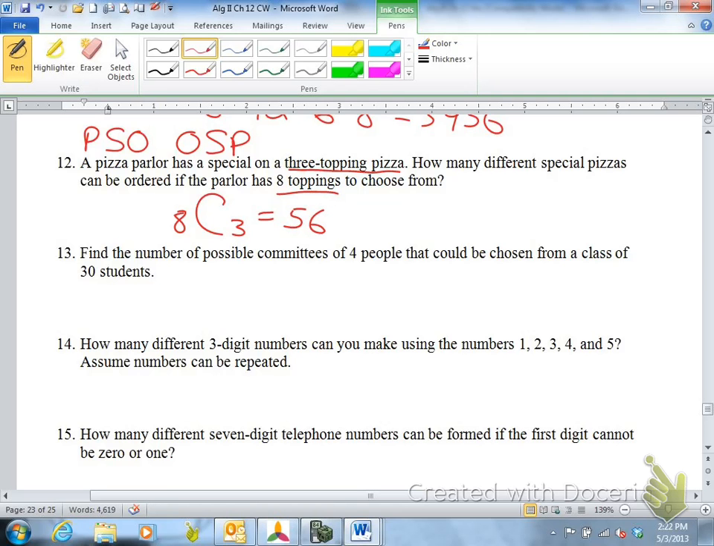Find the number of possible committees of 4 people that could be chosen from a class of 30 students. A key word here is committee. A committee is a group. The order doesn't matter, so you would use combination. So you'd have 30, choose 4, which is 27,405.